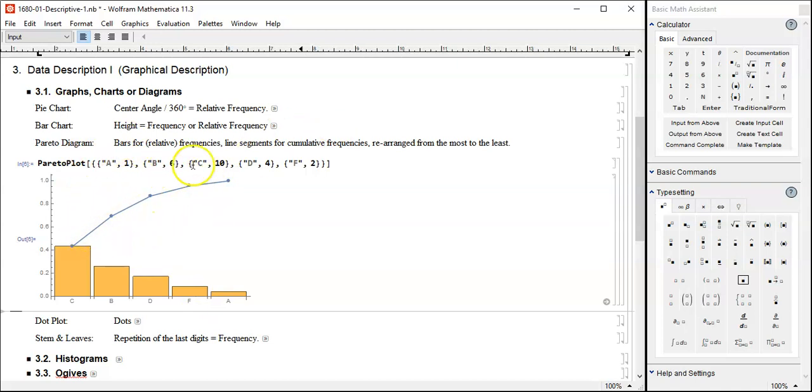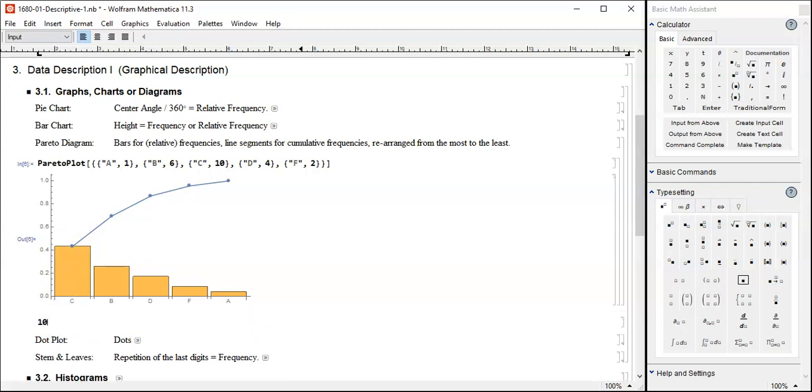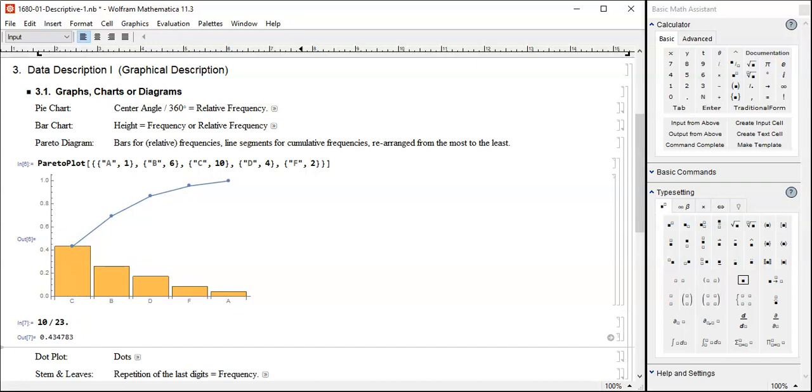Now let's go to this line graph. Line graphs give me the cumulative frequency. So first we have, let's see, relative frequency is 0.4 something, let's say 10 out of 23. So 0.4347, okay, that's the height.